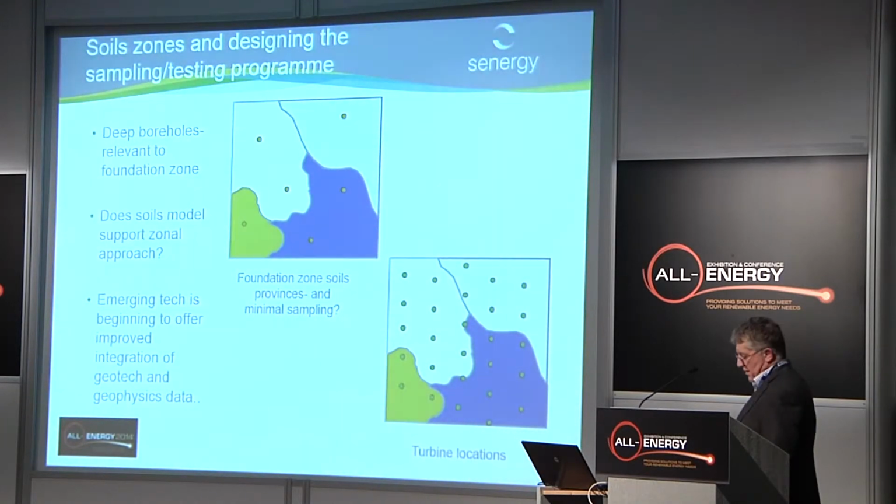Here you can see these are the zones of soils we've identified from our geophysics, and we can calibrate those potentially using very few sampling locations. But the regulations in some countries say you've got to do a borehole on every turbine location. So we need to improve the ability to integrate the geophysics and geotechnics in these situations so we can afford to not do a borehole on every turbine. And there are emerging technologies taken from the oil industry which are beginning to show real promise in this area.